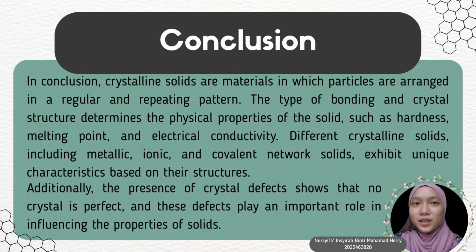In conclusion, crystalline solids are materials whose particles are arranged in regular and repeating patterns. The type of bonding and crystal structure determines the physical properties of a solid, such as hardness, melting point, and electrical conductivity. Different crystalline solids, including metallic, ionic, and covalent network solids, exhibit unique characteristics based on their structures. Additionally, the presence of crystal defects shows that there is no perfect crystal, and these defects play an important role in influencing the properties of solids.